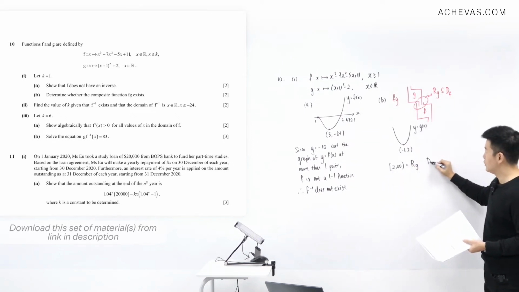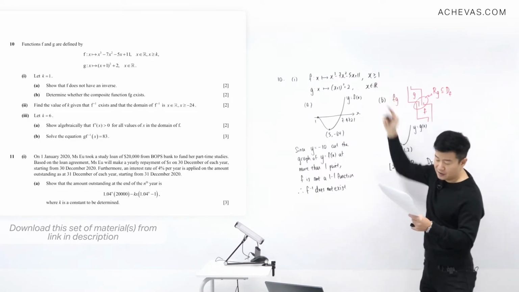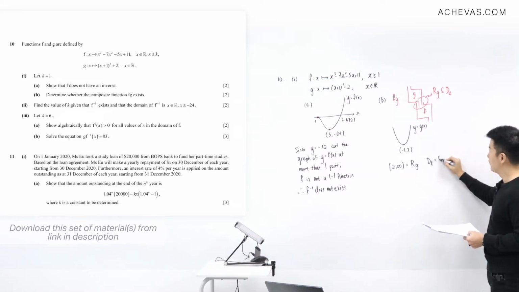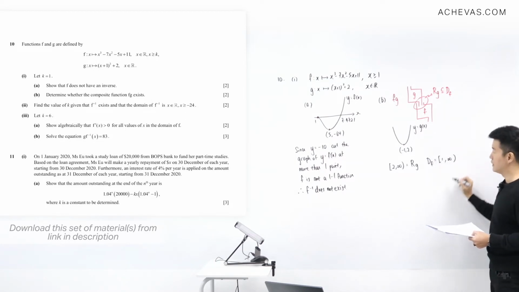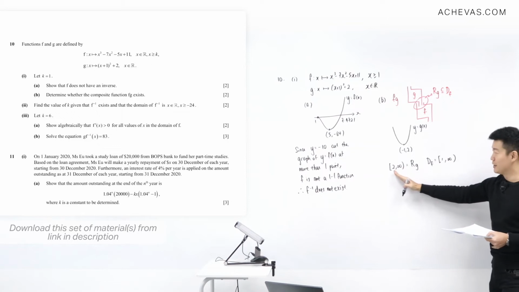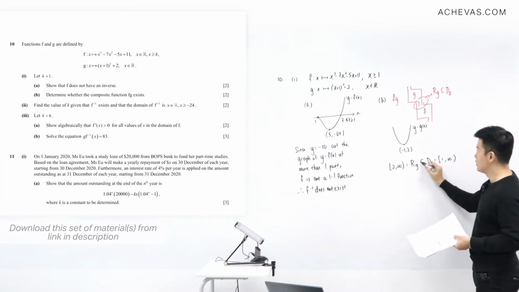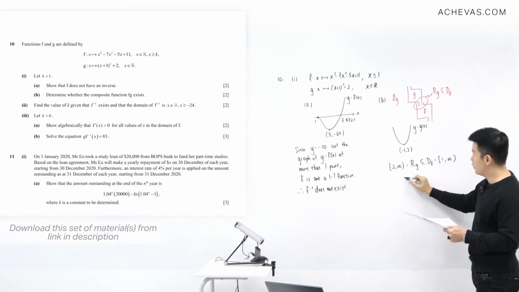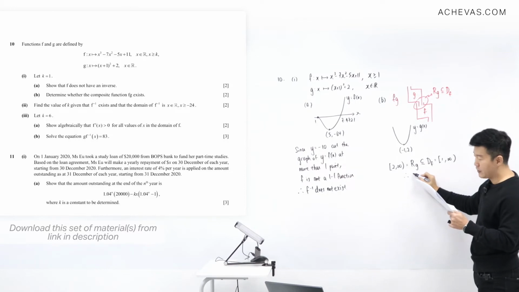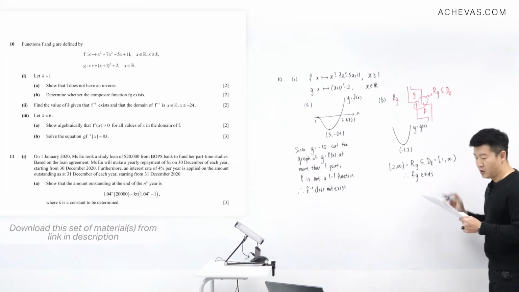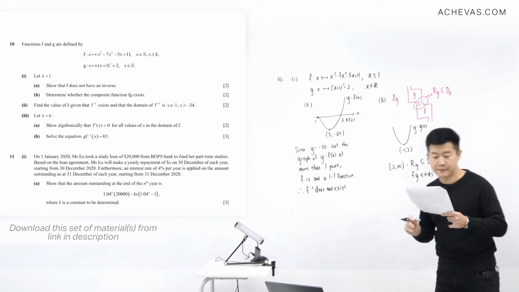How about the domain of f? The domain of f is given to us here. So the domain of f is going to be from 1 all the way until infinity. Everything in the range from 2 to infinity can be accepted by the domain of f from 1 to infinity. So this is a subset. Therefore, we can say that the composite function fg exists. Okay, this is for part 1.